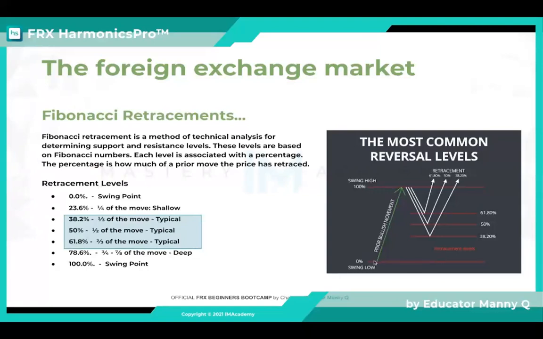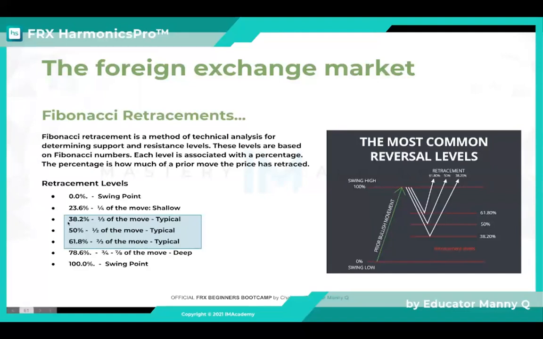So again, when you're looking at a swing low to a swing high, and the market begins to pull back, that pullback or that retracement, okay, is always going to come to one of these Fibonacci points. Now, if it comes to the 23% Fibonacci level, that's about 1/4 of the move. That is considered an extremely shallow pullback. It could be the result of a very, very strong trending market.